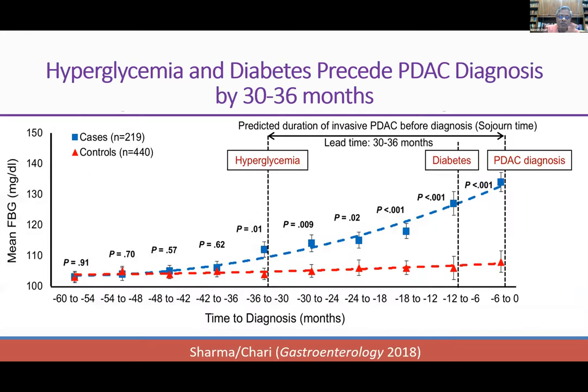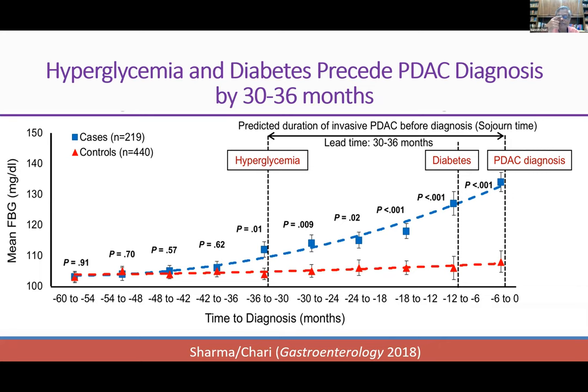So most of the slides will be in this format, so I'll take a little bit of time to explain this. On your right side is at diagnosis, and way on the left side is minus 60 months, which is 5 years from diagnosis. The red line is controls, and the cases are in blue dotted line.